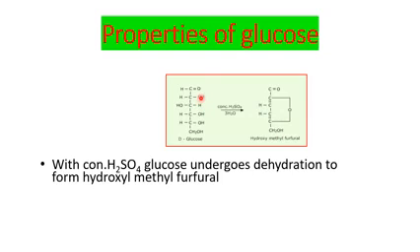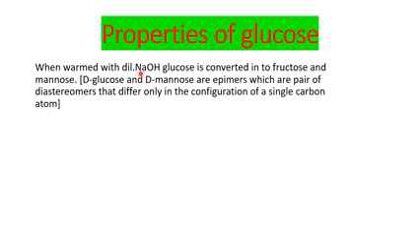Here, OH, 1, 2, 3 is basically 3 molecules of water removed, which gives hydroxymethyl furfural. So this is the product formed with concentrated sulfuric acid. When warmed with dilute NaOH, glucose is first converted to fructose.